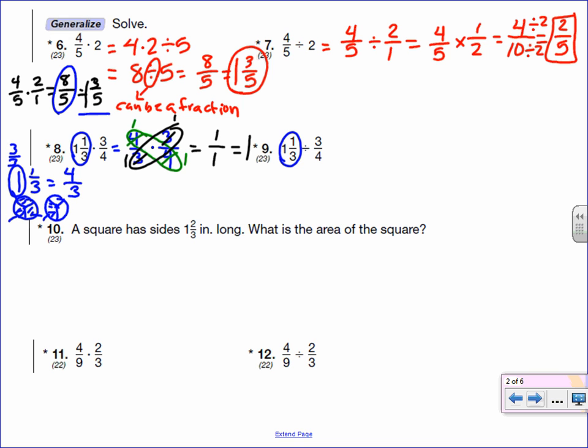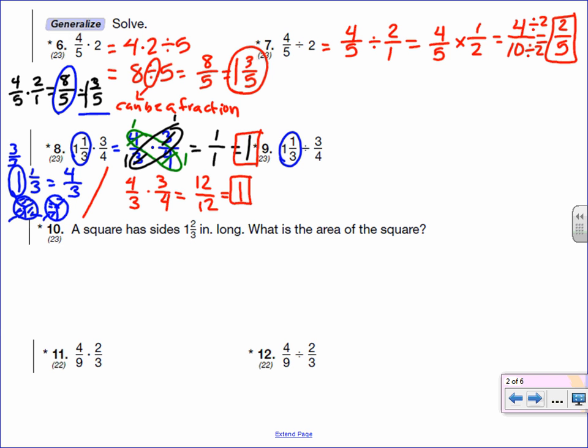Now if you did not recognize that right away, it would be fine, and you would just have 4 over 3 times 3 over 4, and you would get 12 over 12, and anything divided by itself or anything over itself as a fraction is 1. So either way that you do that is fine. I want to show you both ways.